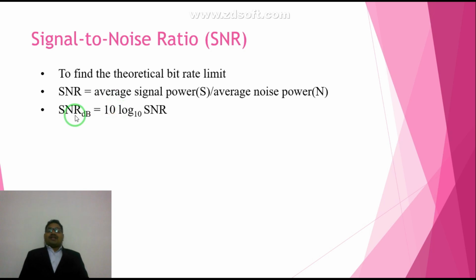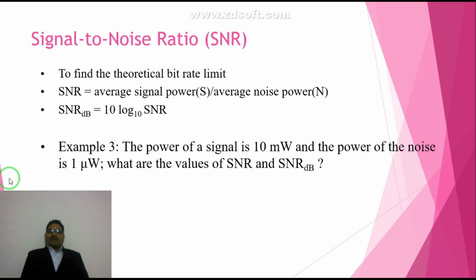And signal to noise ratio, when expressed in dB, is given as 10 log of SNR to the base 10. Understood? And remember, ideally the signal to noise ratio would be infinity. Practically not possible. It should be as high as possible. If the SNR value is high, in the sense what? Signal power is very high, and the noise power can't affect your signal power. So that's why it should always be high.